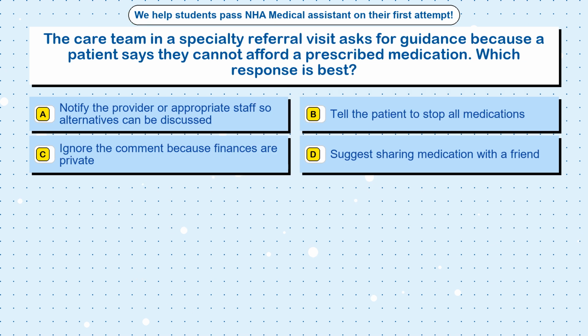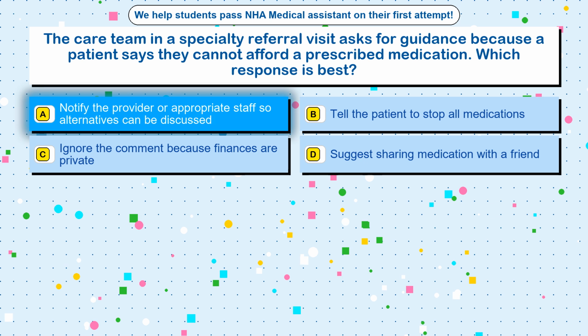Question 79. The care team in a specialty referral visit asks for guidance because a patient says they cannot afford a prescribed medication. Which response is best? Option A. Notify the provider or appropriate staff so alternatives can be discussed. Option B. Tell the patient to stop all medications. Option C. Ignore the comment because finances are private. Option D. Suggest sharing medication with a friend.